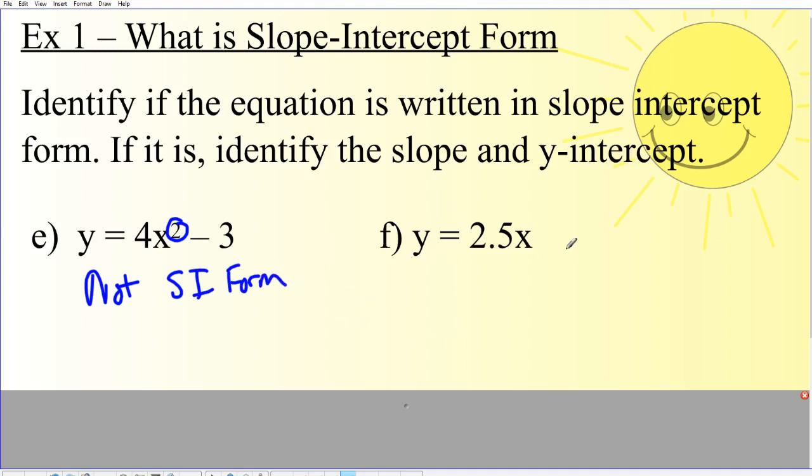Letter F. Is that slope-intercept form? Well, let me write it down in case we forgot. y equals mx plus b. This is definitely my slope, right? The number attached to the x is the slope. So that's my slope. But what's my b value? If I could figure out if there's something here or not, then we'd be good.